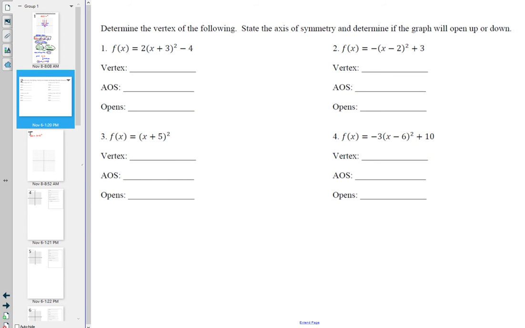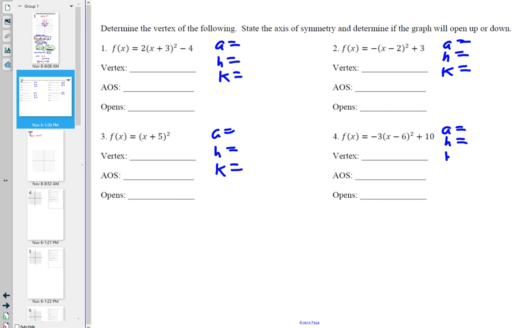So here we go. Let's start the examples. Notice how all 4 of these are in vertex form. You see the parentheses with the square. So now, instead of identifying A, B, and C on each one of these, I'm going to identify A, H, and K for each one. And then I can go answer my questions.